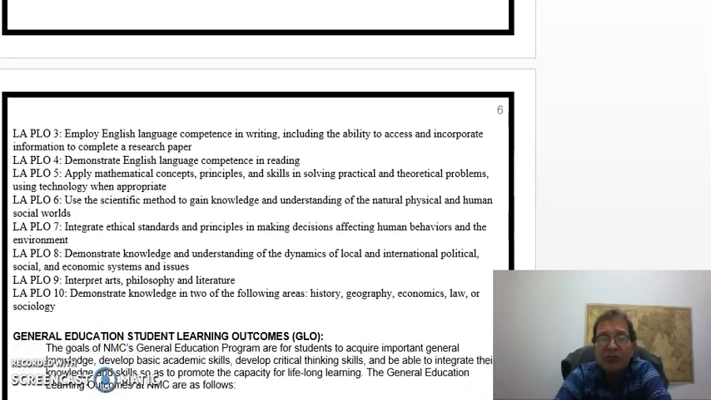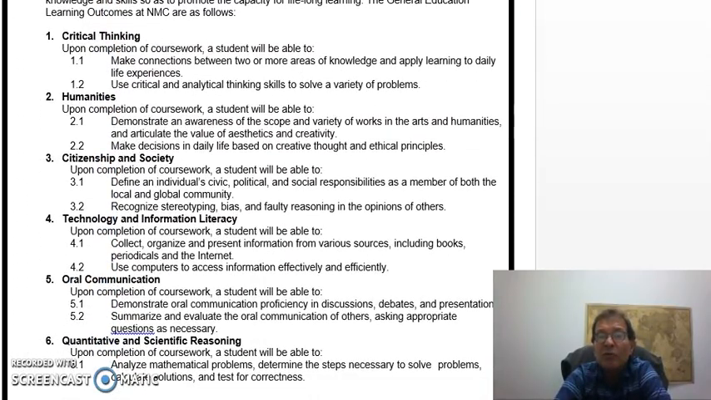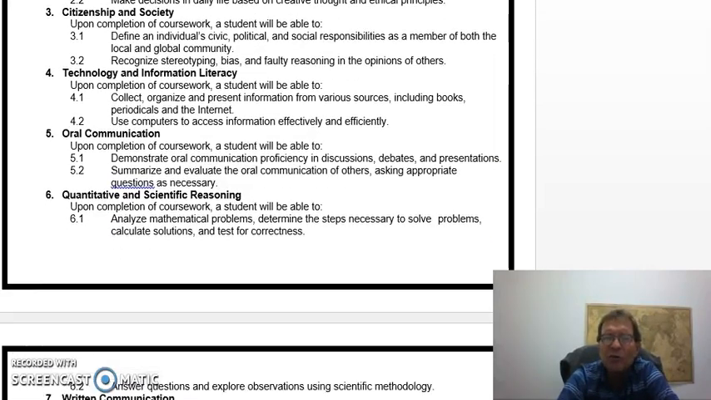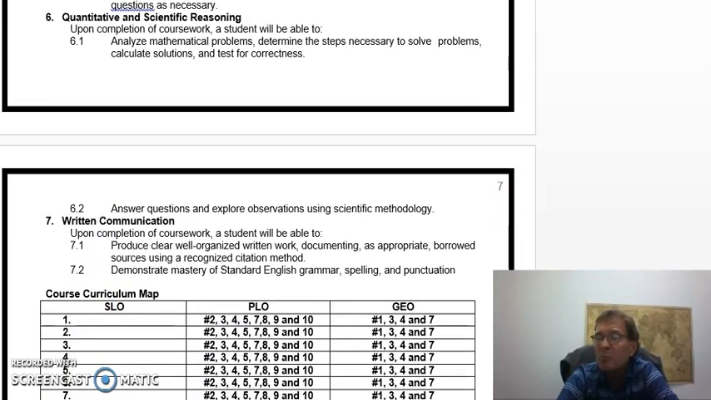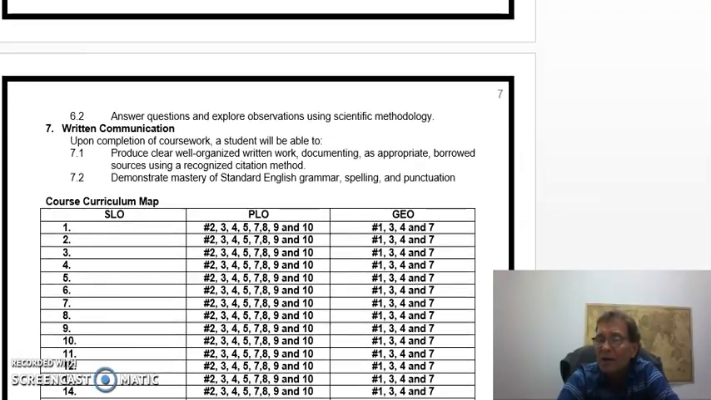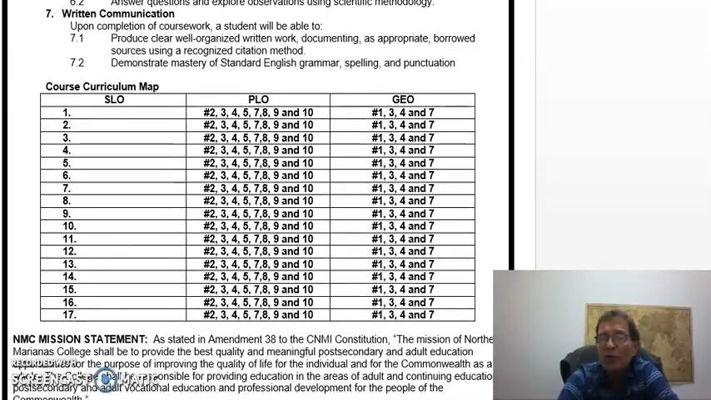The general education outcomes, we are definitely doing some critical thinking. We are demonstrating an awareness of aesthetics and creativity. We are doing citizenship in society. We are doing some basic technology, again, because you're using the computer to gain access to the course. We aren't really doing any oral communication. We aren't really doing any quantitative or scientific reason. And again, we are doing some basic writing assignments. And there is the course map.